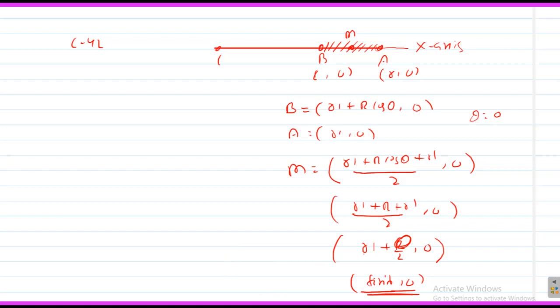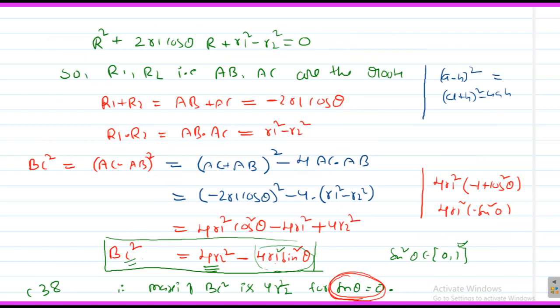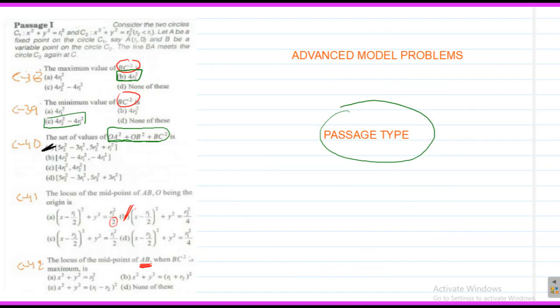So now I want to check the options. Our locus is a fixed point comma 0. So a circular equation is not correct. According to this problem, I can say that D is the correct answer, because our locus should be a fixed point comma 0. Here all the three other options are given as circular equations. That's why I can take D as the answer for C42.